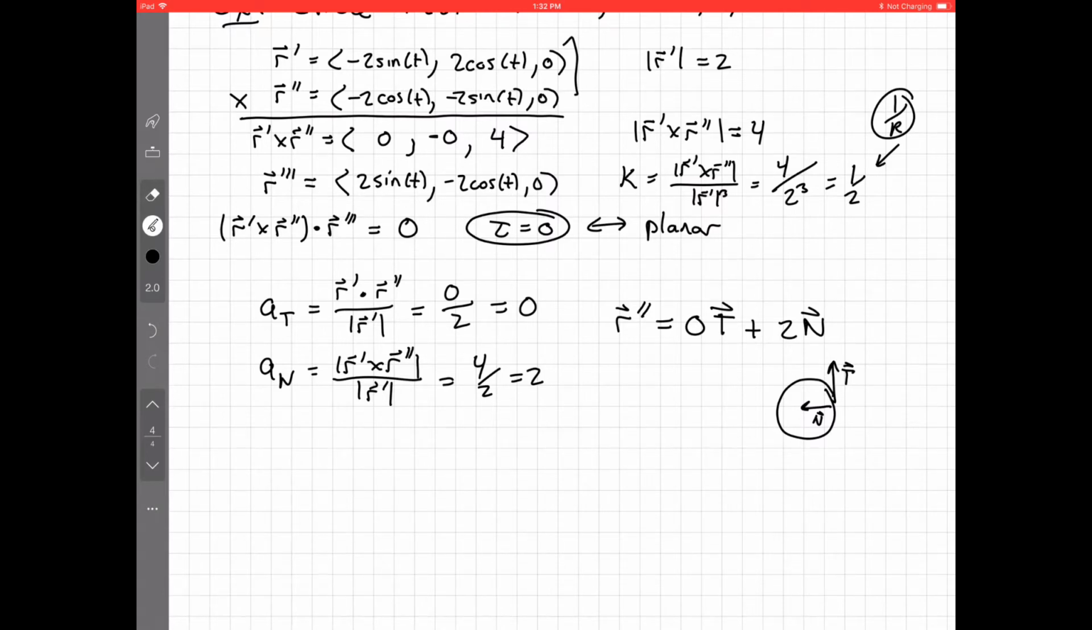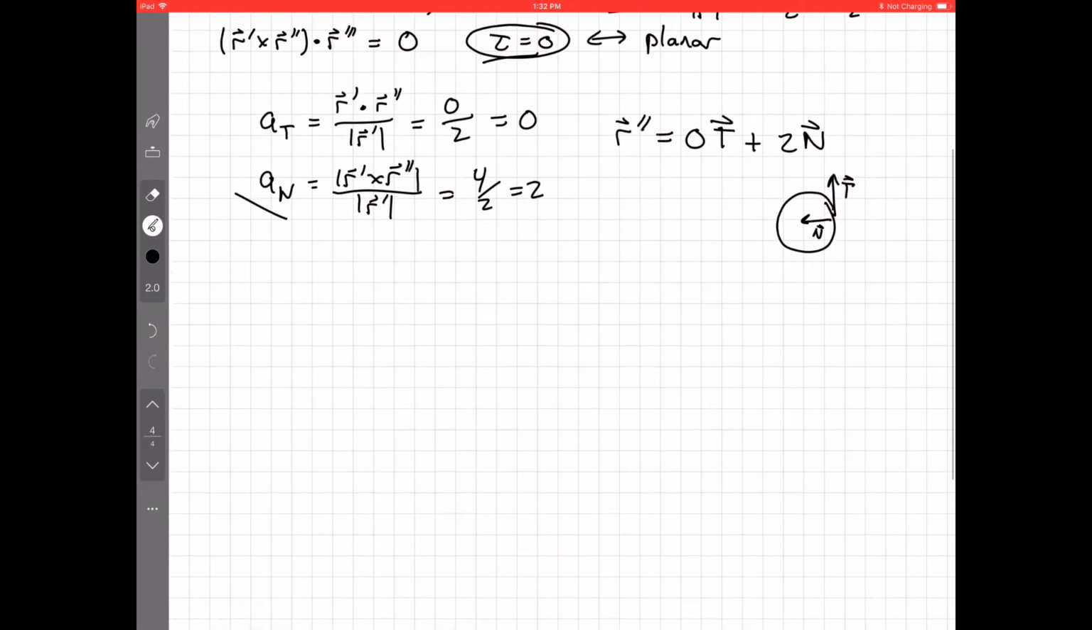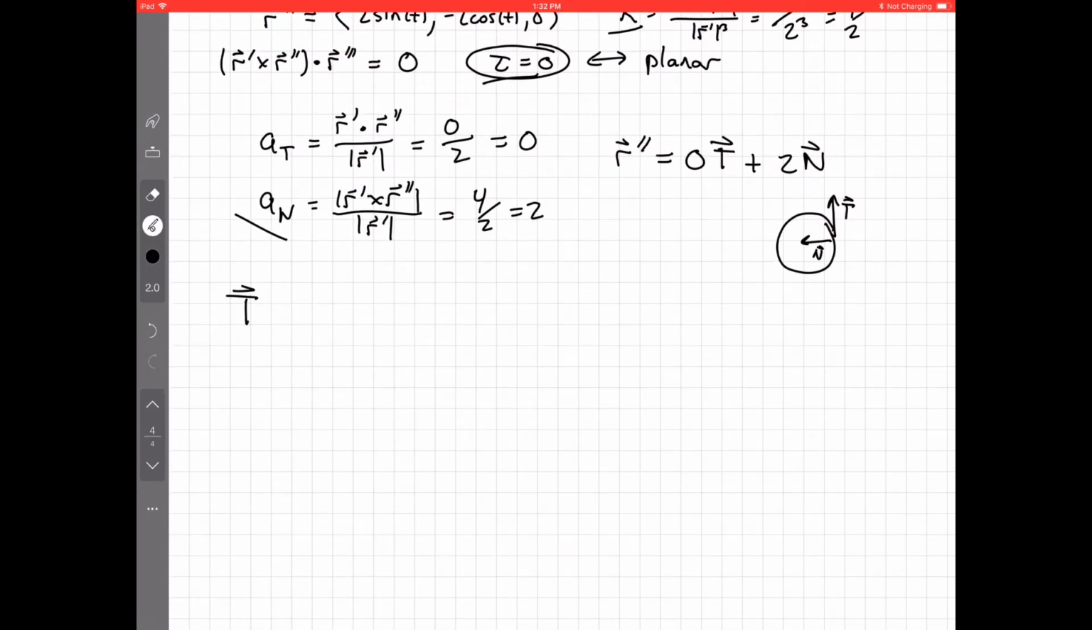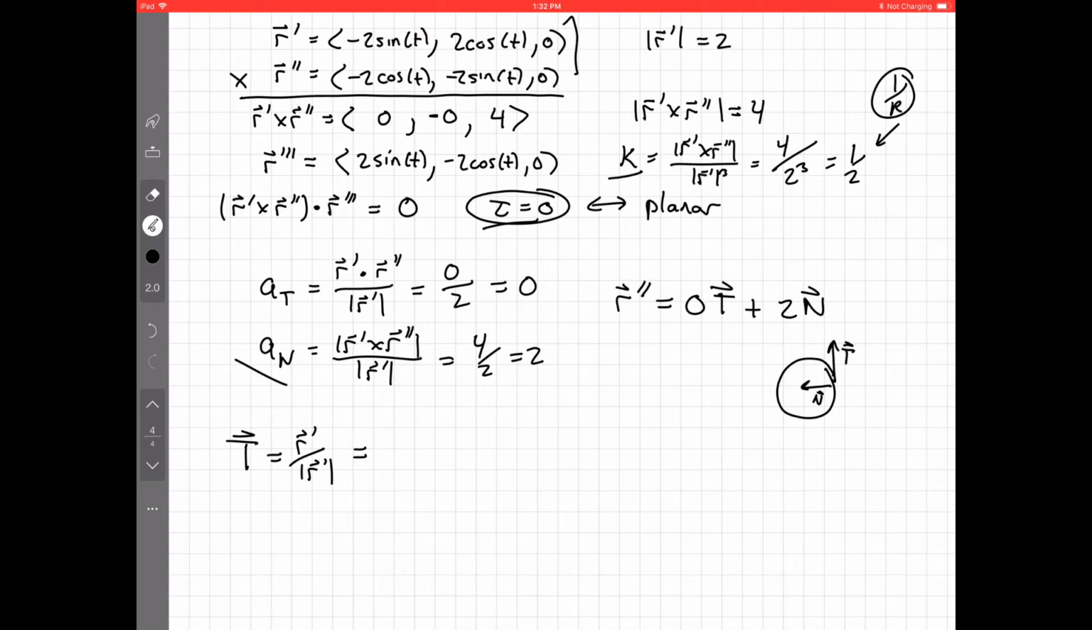Okay, so we've figured out curvature and torsion, tangential and normal components of acceleration. Let's finish up with the TNB frame. So the tangent is r prime normalized. Looking back up, what is r prime?